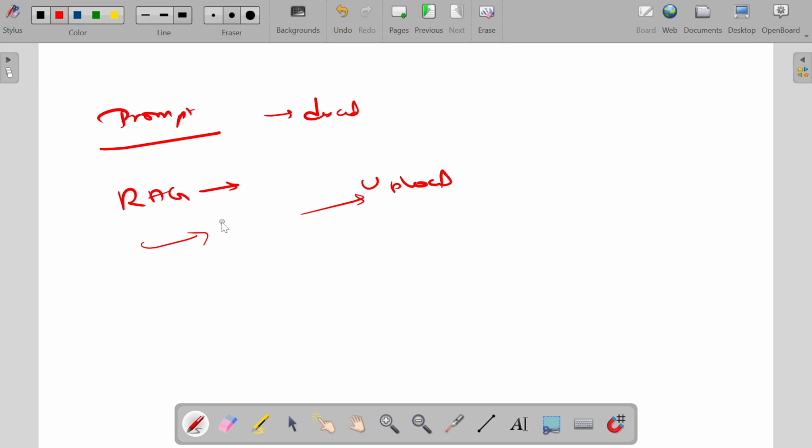RAG is excellent when you have certain things in your documents, and you want users to get knowledge only from the document. So this will work for that, but the problem that we are trying to solve is different.